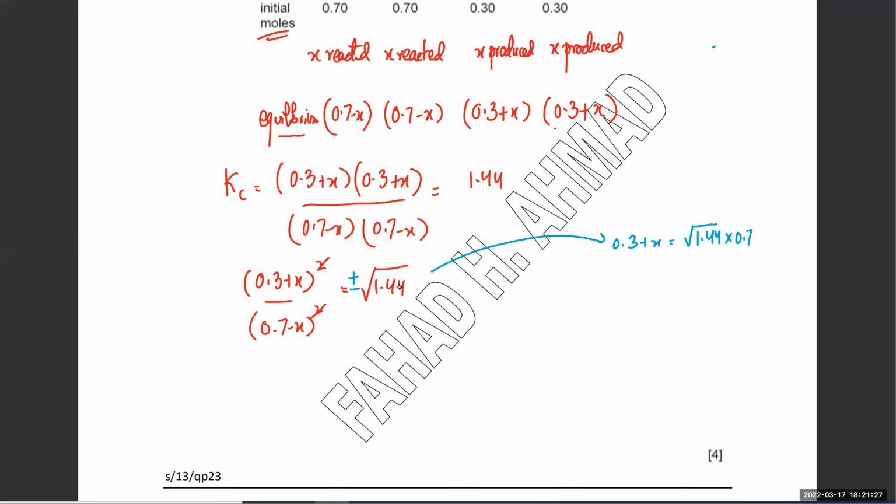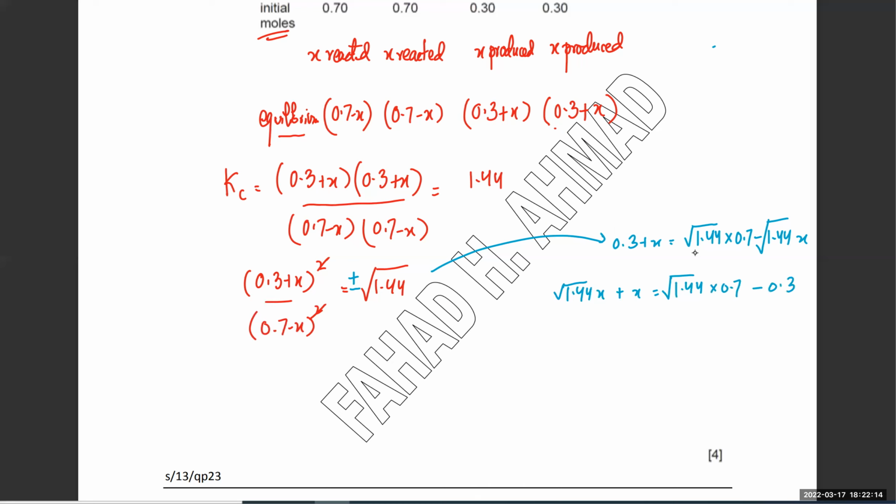And minus 1.44 under root into X. So 0.7 minus X into plus 1.44 under root. Collect the X terms together, so it's going to be 1.44 under root X plus I think X. No silly mistakes here. You have to be very careful with this. The biggest drawback here is that everyone gets a different answer. On the other side, 1.44 under root into 0.7 and minus I think 0.3, right?